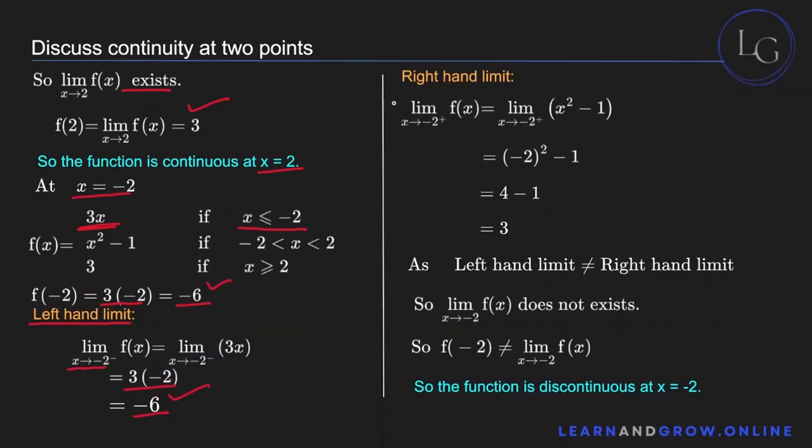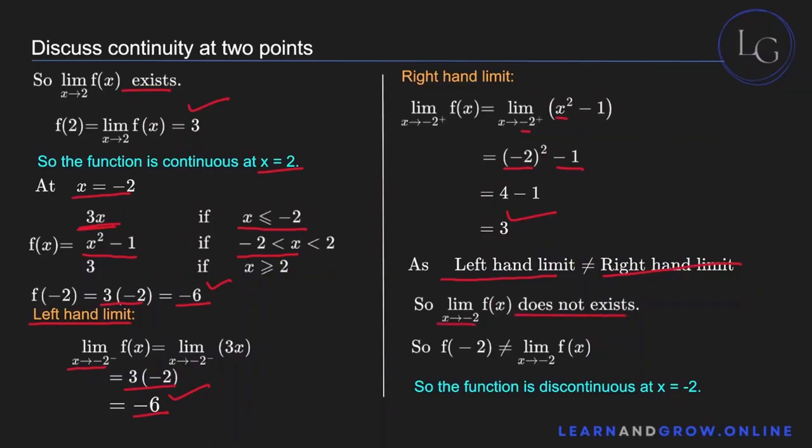Now let's see the right-hand limit. For the right-hand limit, you have to go above negative 2. When x is greater than negative 2, you use x squared minus 1. Instead of x, you input negative 2. So negative 2 whole squared minus 1, and that is equal to 3. Now in this case, the left-hand limit, which is negative 6, is not equal to the right-hand limit, which is 3.